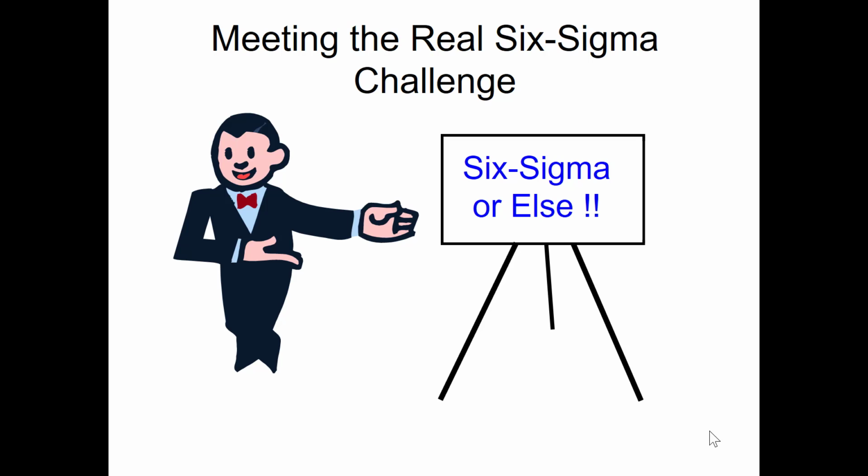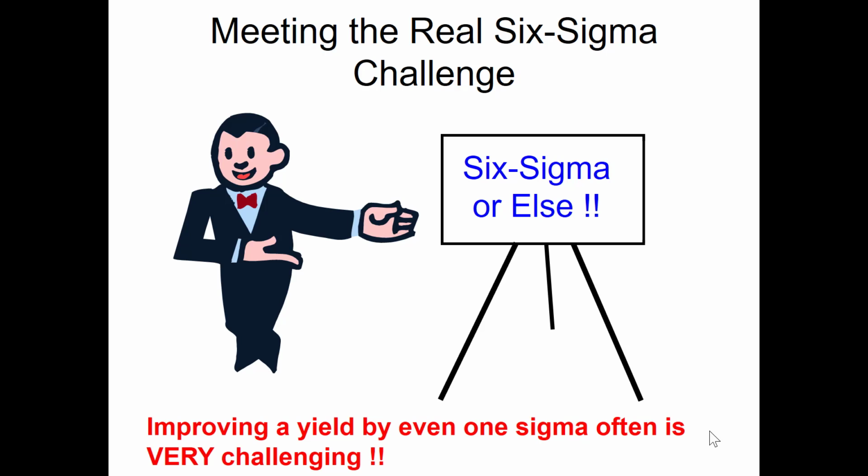So if we can't make 6 sigma performance, what can we get? We'll find that improving the yield even by 1 sigma is challenging. So if you have a design done, and somebody comes in and says, well, let's go from 2 sigma to 3 sigma, that's a big amount of effort. It's a big amount of effort to improve the yield by one standard deviation.